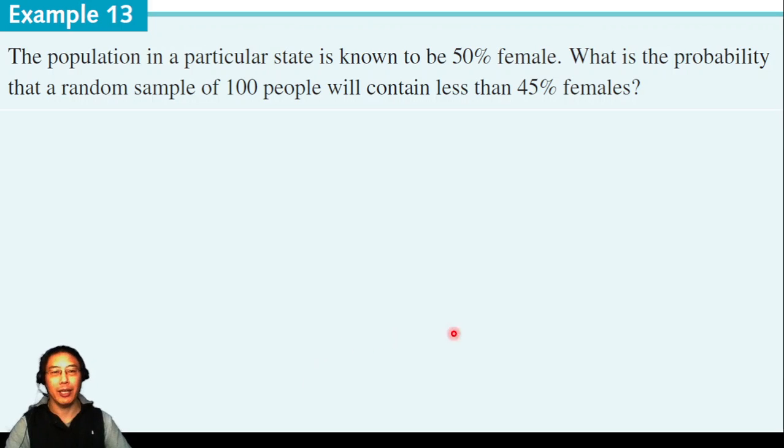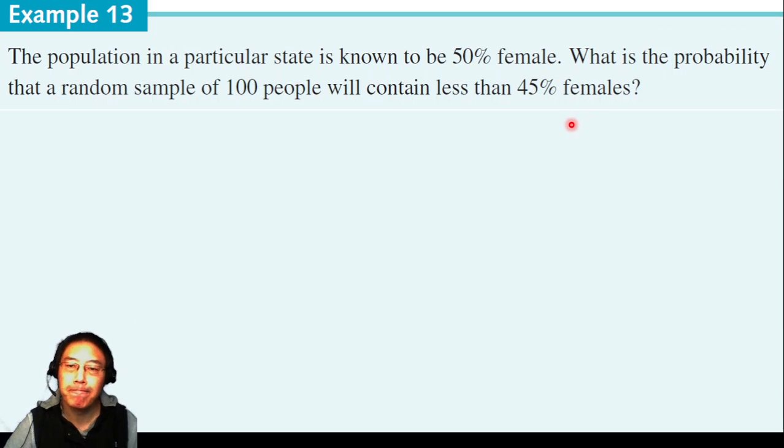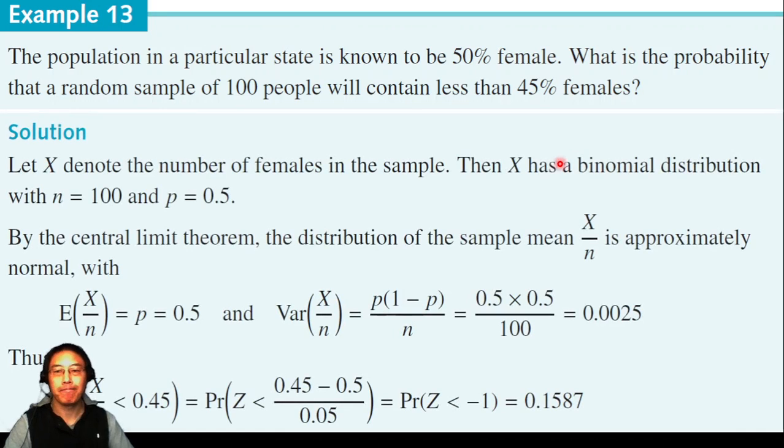So let's look at an application as an example. First we start with our binomial variable. X is the number of females in the sample. So X has a binomial distribution. We know n and we know p. We determine, using the previous slide, the expected value being p. We find the variance and then the standard deviation. So that's p times (1 minus p) over n. So we get the variance here.